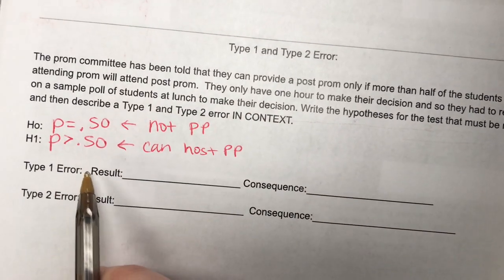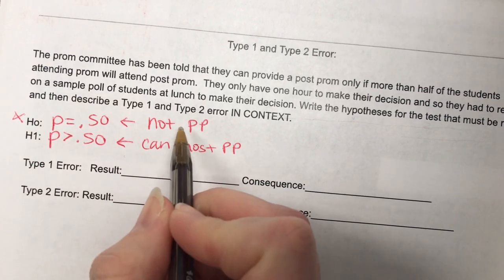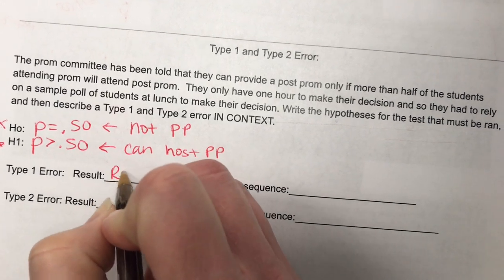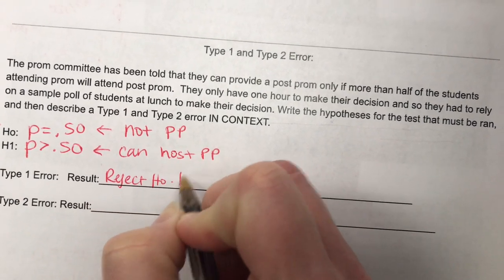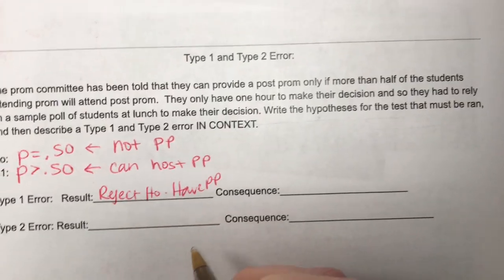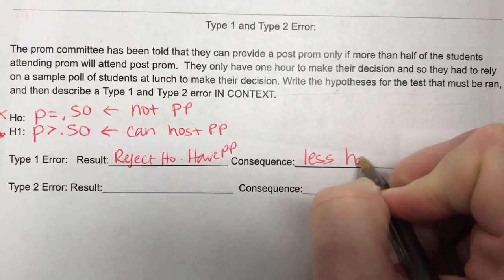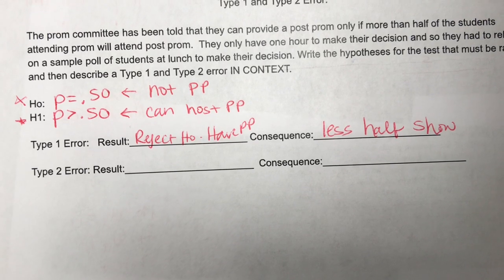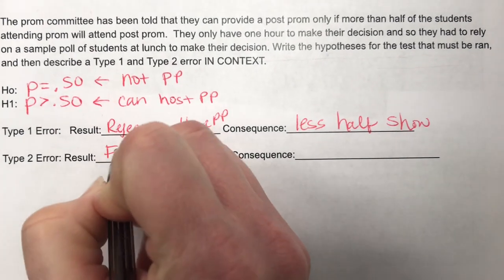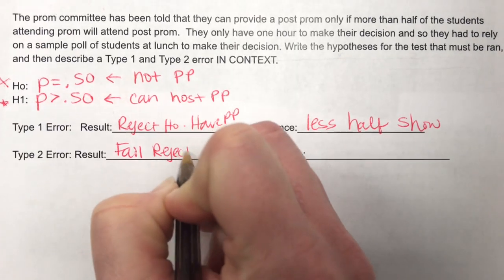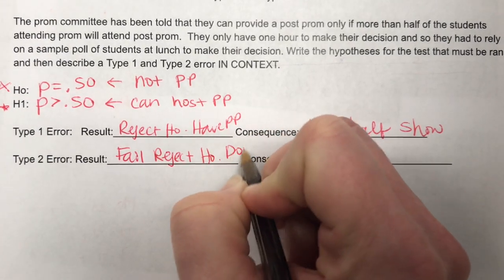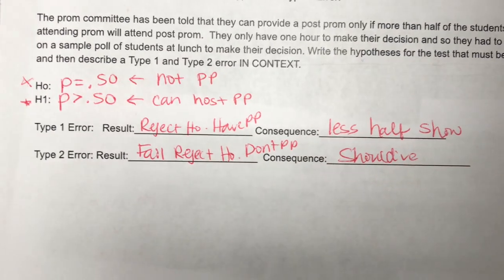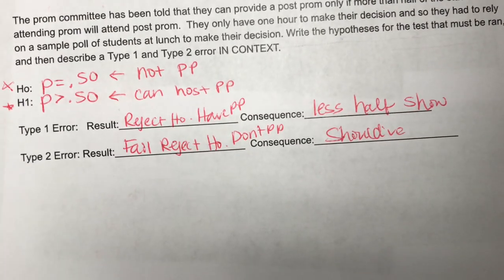So a type 1 error is when you reject the null. So if you rejected the null, we would think, yes, we can have post-prom. So you'd reject the null and have post-prom, but the consequence is less than half show up and the committee loses money and other consequences like that. A type 2 error is the complete opposite. You fail to reject the null, meaning that we don't have post-prom, but the consequence is we should have, because more than half would have come and it would have been a good time or whatever.